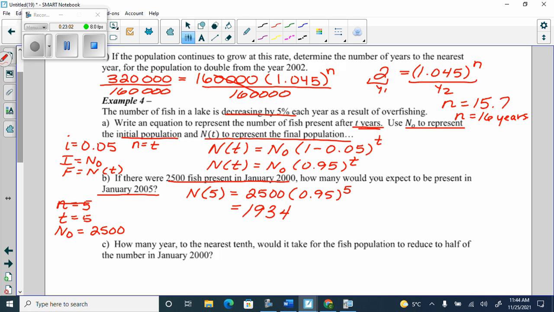So you'd write a sentence. How many would you expect to be present in January 2005? I would expect 9,300. No, oh my gosh, 1,900. Same boat. 1,934 fish present in January 2005.